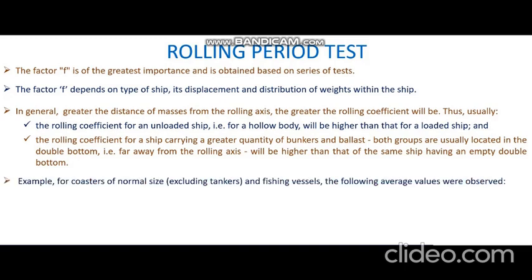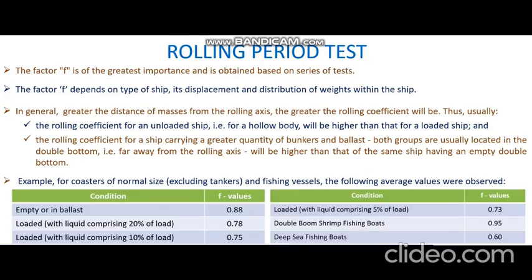Some values of this factor F are typically arrived at, and those values are here. You don't have to remember these values, they are only for information. It's not that you have to mug up these values. You can see these are typical values of F. Empty or in ballast, it's higher, 0.88. Loaded, it's 0.78. So you see the ballast condition value of F is higher. These are typical values of F, only for information. There's no point in mugging them up because they will be ship-specific values. They cannot be generic for all ships.